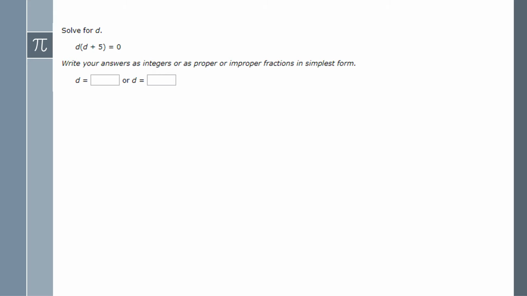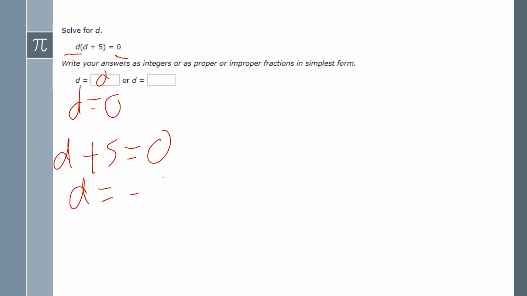So I already got it set to 0, so we got to do it. So when D equals 0, well, that's just 0. Nothing else you can do there. So you notice that all the variables outside the parentheses, they're just going to go to 0. Now what's inside is what you have to solve for. So D plus 5 equals 0. When you solve for D, D equals -5. So it's going to be -5 and 0.